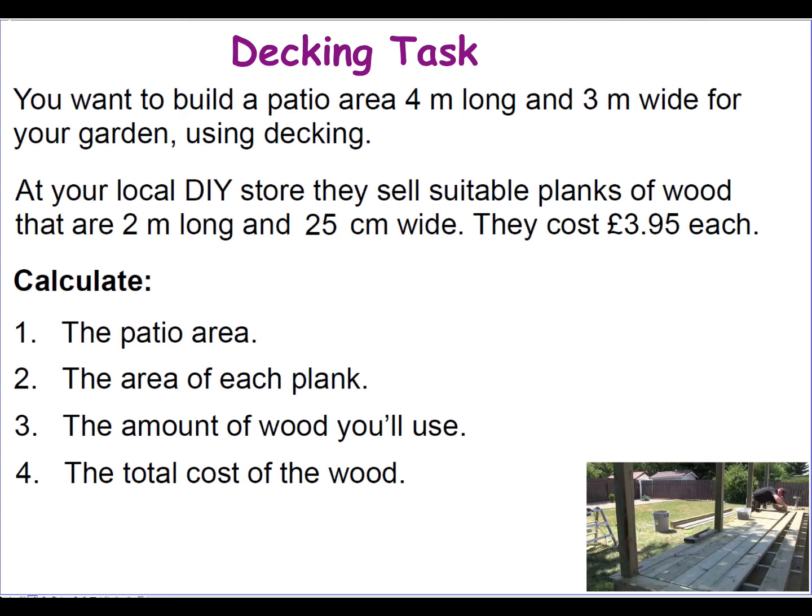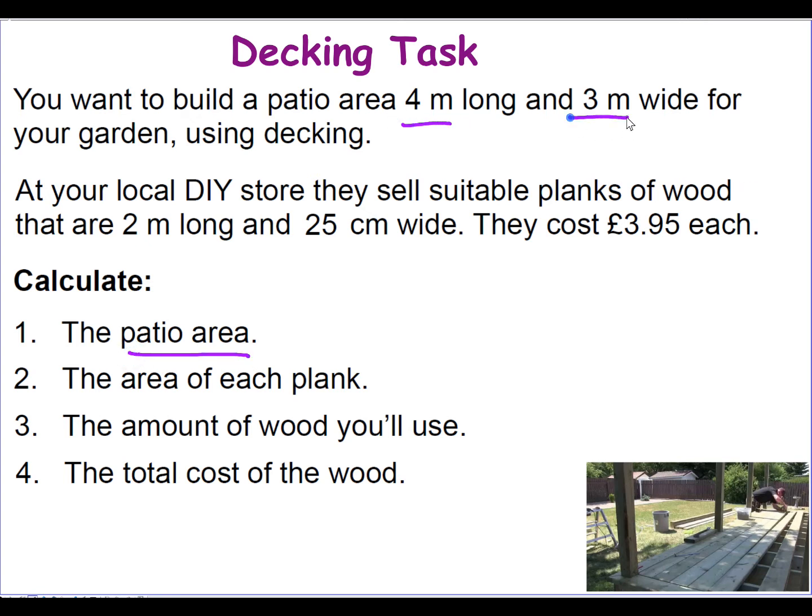Here's a little activity that you can have a go at. You want to build a patio area 4 meters long and 3 meters wide for your garden. Your local DIY store tells you they sell suitable planks of wood that are 2 meters long but 25 centimeters wide, and they cost £3.95 each. Work out the patio area, the area of each plank, the amount of wood you'll use, and the total cost of wood. So let's start off with the patio area.